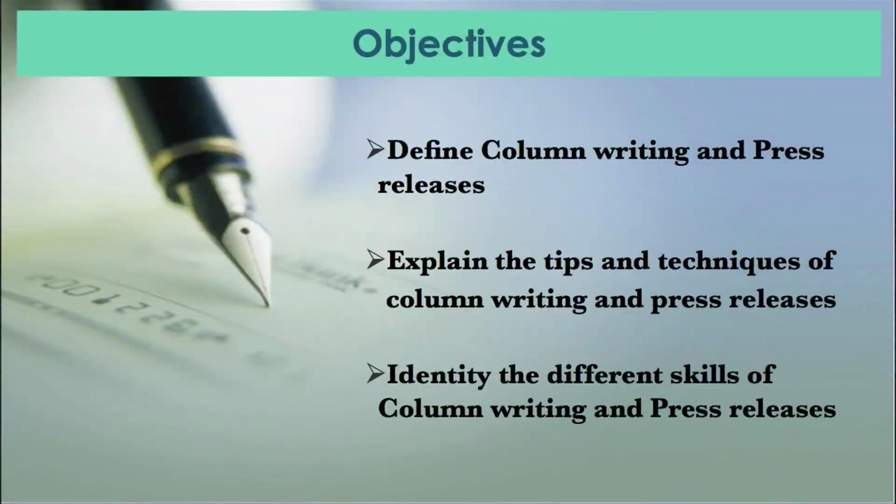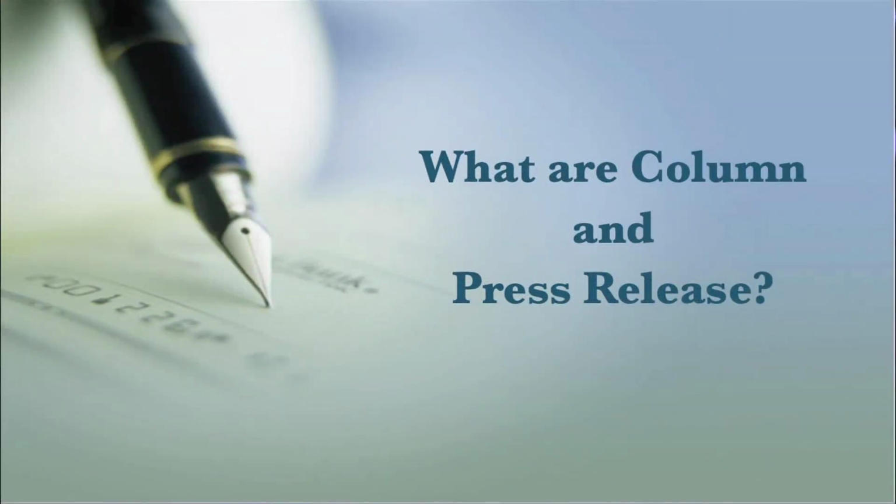In the previous modules, you must have gathered sufficient ideas on the structure of writing letters. The present module takes up a detailed study on two different types of writing, namely column writing and press release. Coming to the objectives, the main objectives of this module are to define column writing and press releases, explain the tips and techniques of column writing and press releases, and to identify the different scales of column writing and press releases.